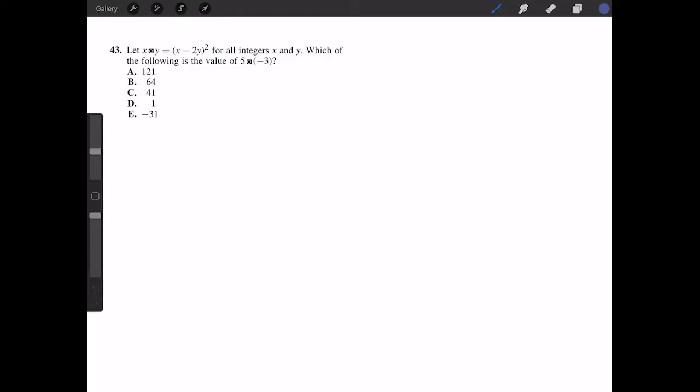For problem 43, it reads, let x operation y be equal to (x minus 2y) squared for all integers x and y. Which of the following is the value of 5 operation -3? So this is just a substitution prompt. You have x and then this weird operator here. And we know that this is computed by doing (x minus 2y) squared.